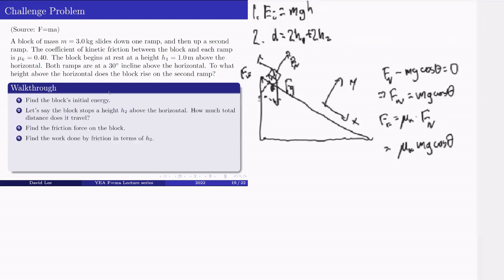Now, for the fourth part of our walkthrough, find the work done by friction in terms of H2 and H1, I guess, also we're using. So this shouldn't be too hard. I'll give you a few minutes to think about this. And as always, if you have any questions, don't hesitate to ask me, or once you're done, send me your answers in chat.